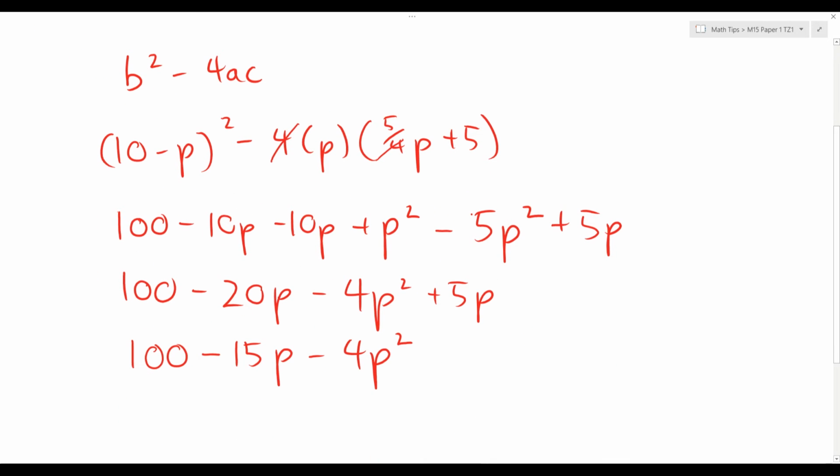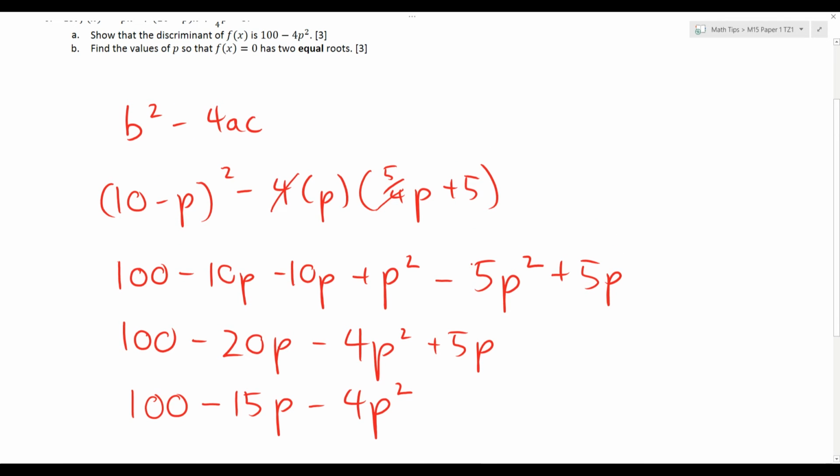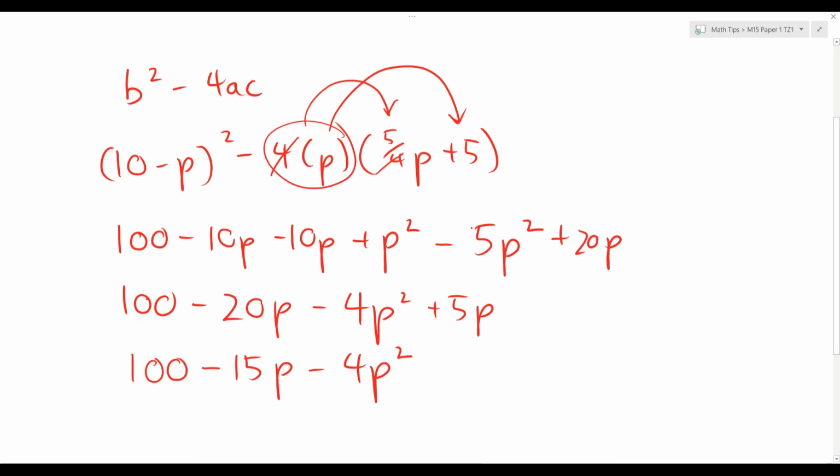Alright, we have to make sure it looks something like that, and it doesn't, so we've made a mistake somewhere. 4p, that is the part where I made the mistake. So guys, can you see? When I tried to simplify it, I did this, but I forgot to do this. So 4p times 5 is actually 20p.